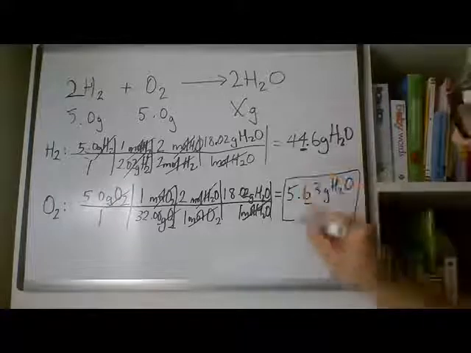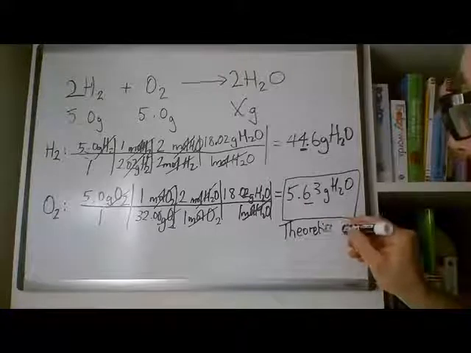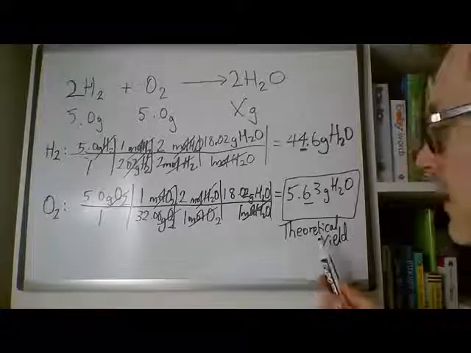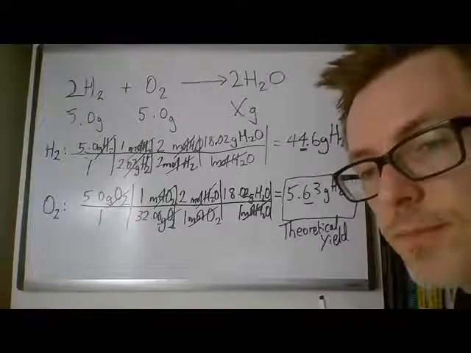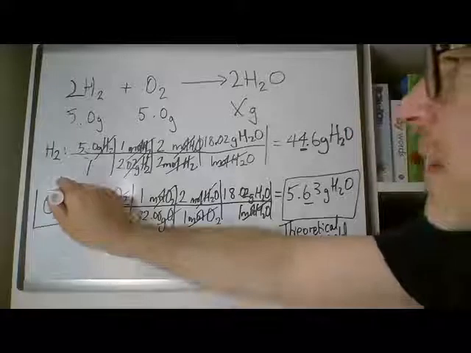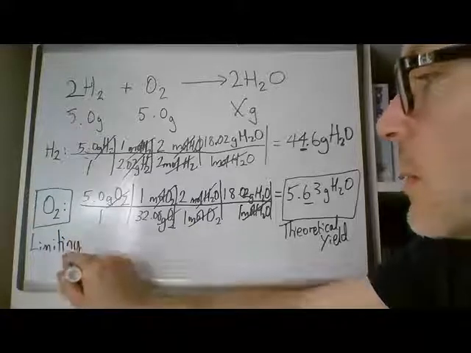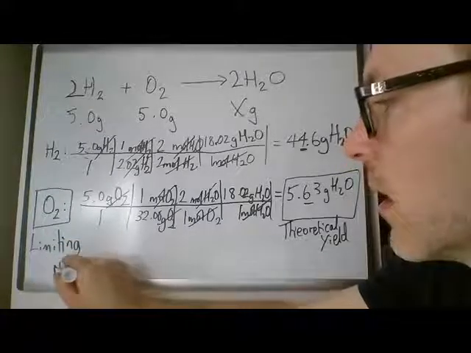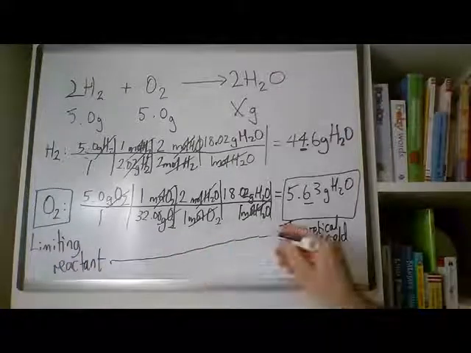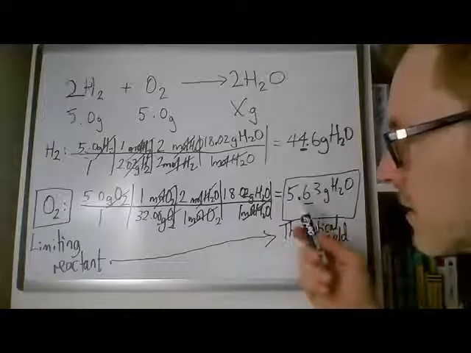Whichever's the smallest is known as the theoretical yield. A theoretical yield is the only yield that's ever produced. The theoretical yield came from the reactant that we know as the limiting reactant, or limiting reagent. Limiting reactants always produce theoretical yields. Theoretical yields are always the smallest product.